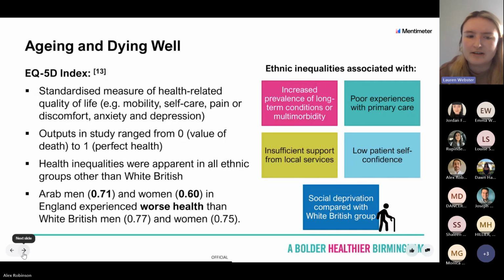Poorest health was rated as a minus 0.594 score. This was less than 0, so represents a health status value worse than death. This isn't applicable to the majority of the population. The ethnic inequalities associated with these scorings include increased prevalence of long-term conditions or multimorbidity, poor experiences with primary care, insufficient support from local services, low patient self-confidence, and social deprivation compared with the white British group. Next slide, please.